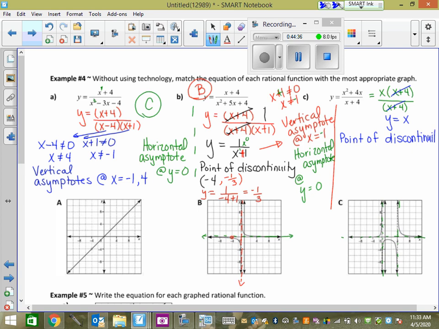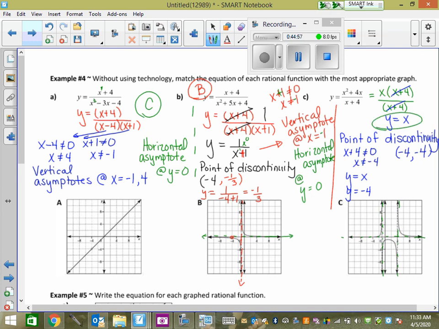in a line. So you have a point of discontinuity at x plus 4 cannot equal 0, x cannot equal -4. So we know we're at -4 and something. So we go y equals x, plug it into that, y equals -4. Well, our point of discontinuity is at -4, -4.